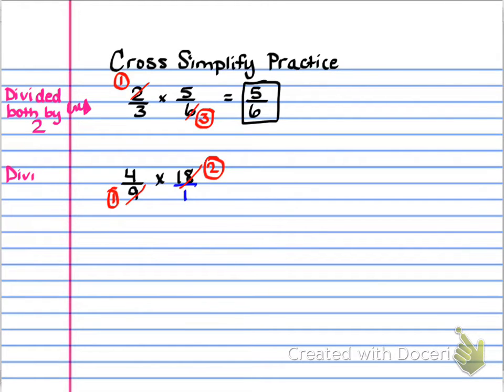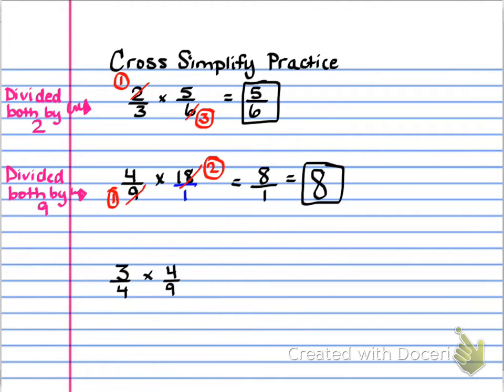Well, for 18 and 9, I can divide 9 out of both of those. Now, it's really easy to get confused about what you're dividing out, so you might want to make sure that you know 9 divided by 9 is 1, 18 divided by 9 is 2. So then you get 4 times 2 is 8, and 1 times 1 is 1. So you get 8 over 1, which is 8.